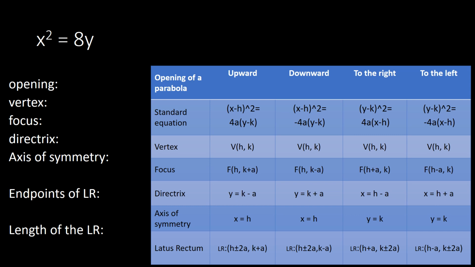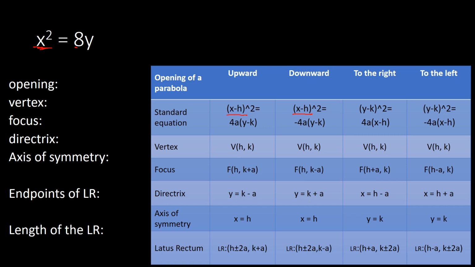So let us try to identify the different parts of the parabola by simply using our formula here as our guide. So let's start with the opening. We have here x as being squared. If you look at the opening on our formula as a guide, we've got here the standard equation, so you just trace where your x is squared. On this part here, our x is the one being squared, and also with this one. So it's going to be either upward or downward.